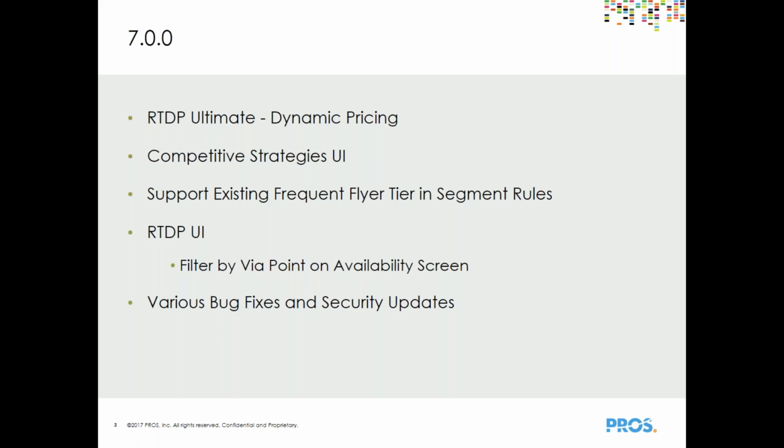We're also going to be supporting existing frequent flyer tiers in segment rules, which will allow our users to define scenarios for booking exceptions that involve frequent flyer passengers. Now, with each release, we always make it a point to improve and enhance our UI. And in this release, we're enhancing our filters to consider via point filtering on the availability screen. This release will also contain some various bug fixes and important security updates for our product. And this really is more of an effort for us to always keep our product up to date with the latest software and security standards.